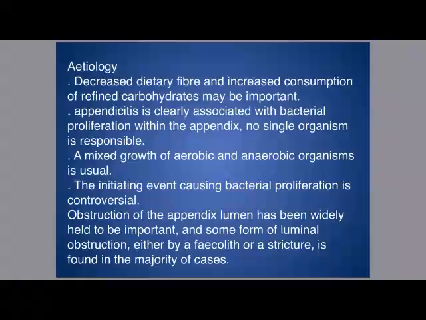So there's some form of luminal obstruction, either by the commonest obstructing agent, called fecalith, or a stricture. As you know, fecalith is a stone-like material formed from undigested food and inspissated fecal material. The second common cause of obstruction is stricture within the appendix. As we said, the appendix has a very narrow lumen, so any inflammation of the appendiceal mucosa might be followed by a stricture with the subsequent obstruction.